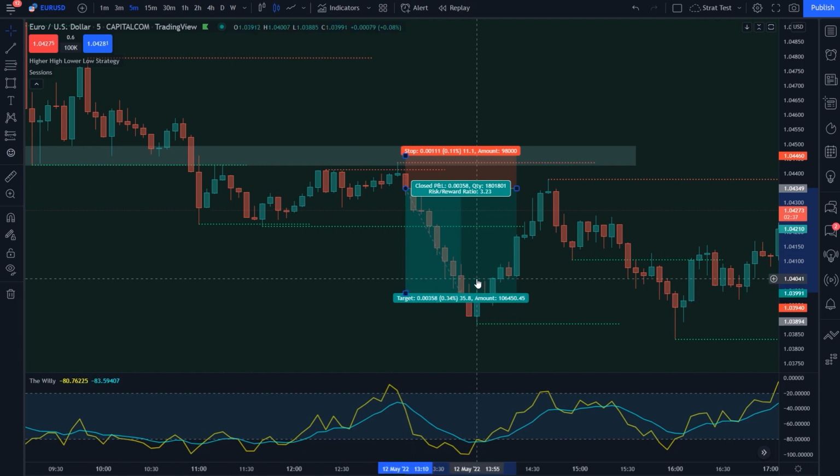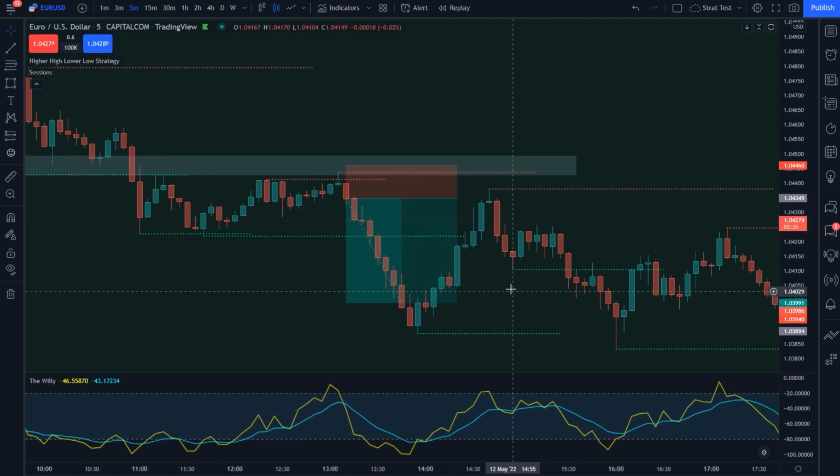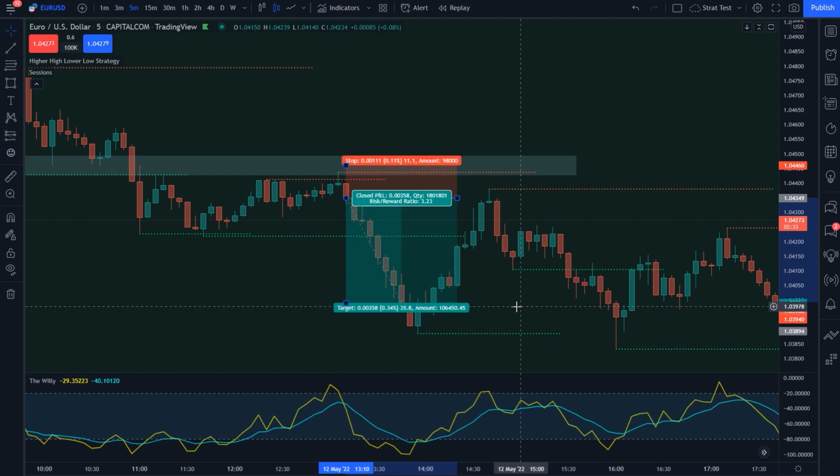So at this point I exit the trade and we have a risk to reward of 1 to 3.2. This means when we are risking 1.5%, this is a win of about 4.8%. I will explain this later on. Now look at the chart.